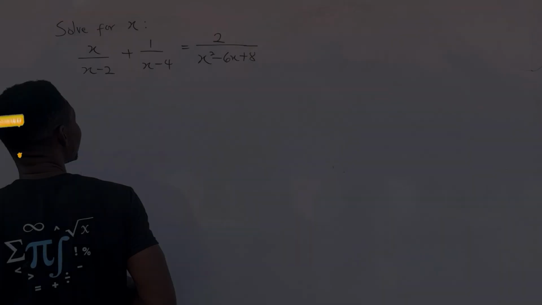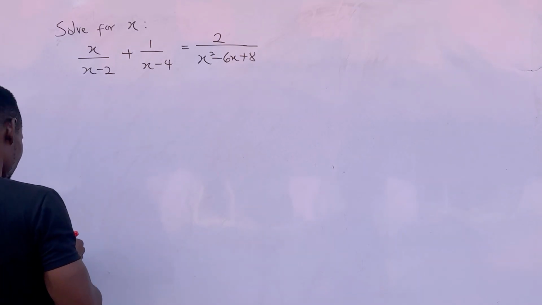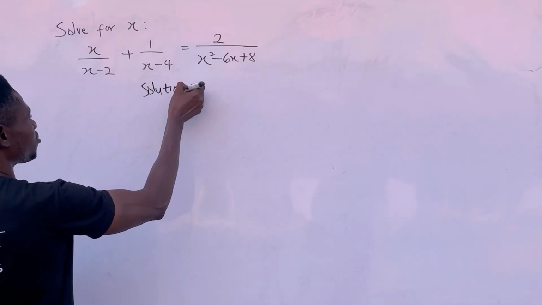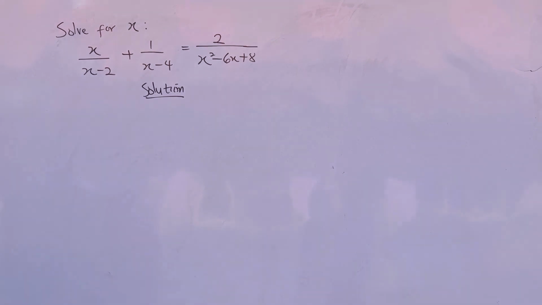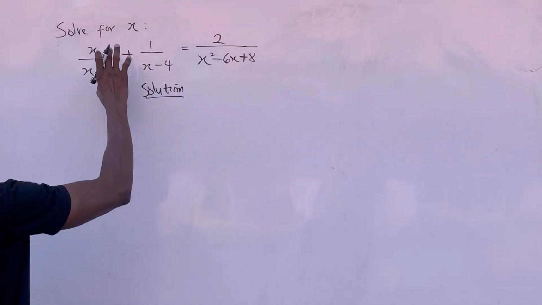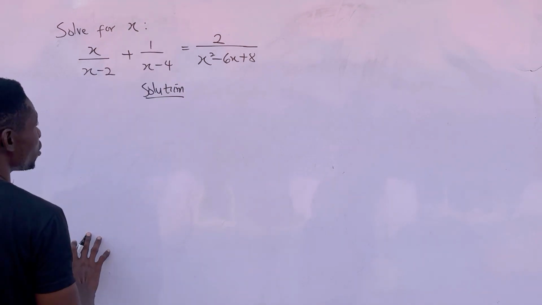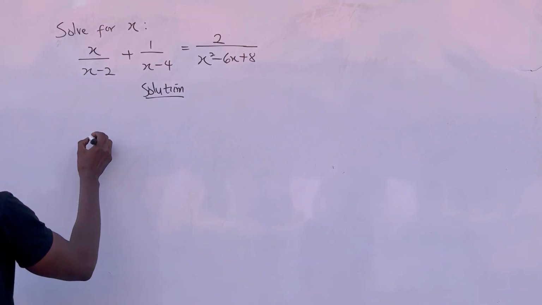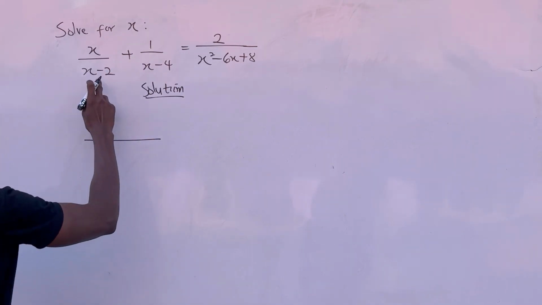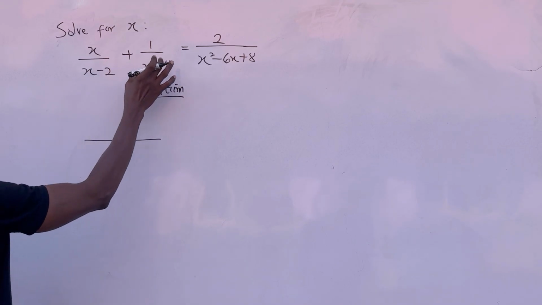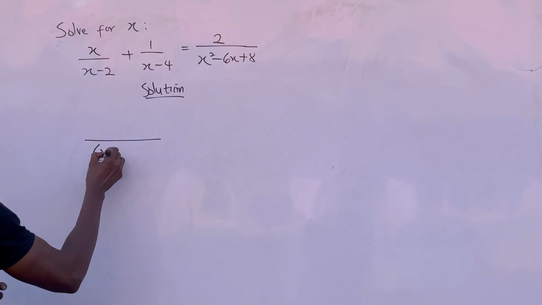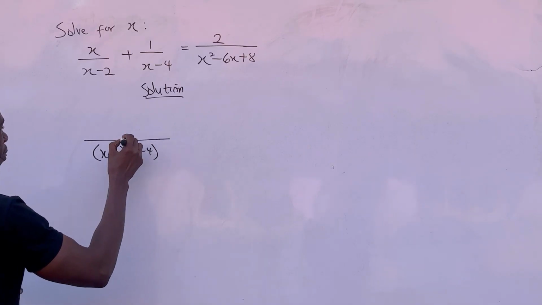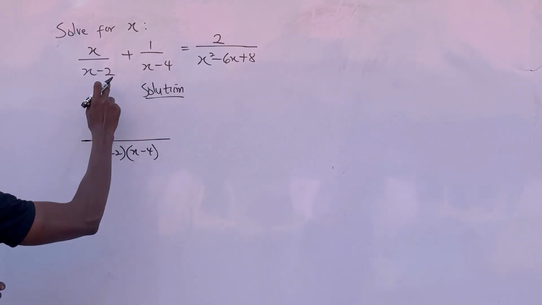Okay, so let me use black. Now remember, when you are resolving fractions, you use the LCM method. So picking the left-hand side, the LCM of x minus 2 and x minus 4 is x minus 2 multiplied by x minus 4. Yeah, that's the LCM of these two.